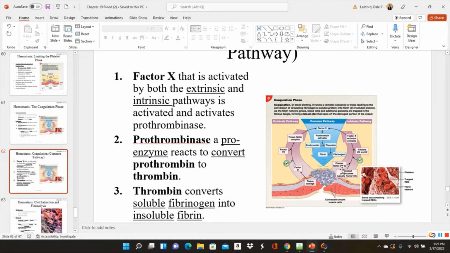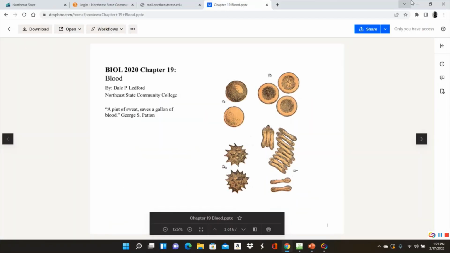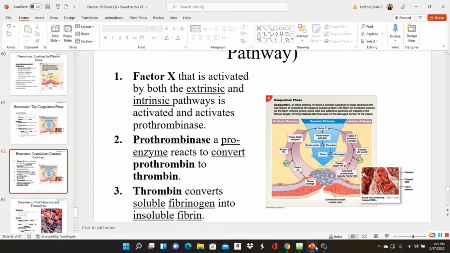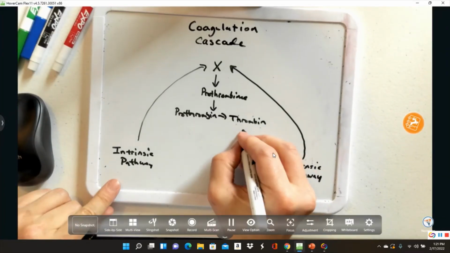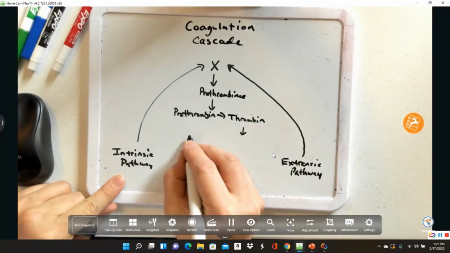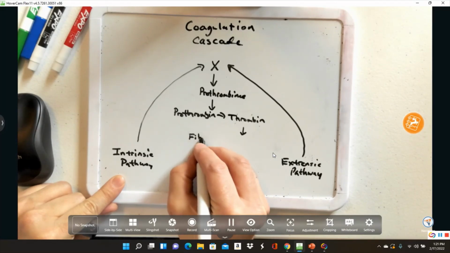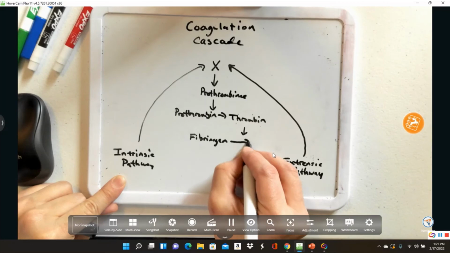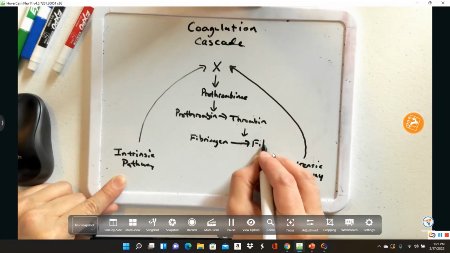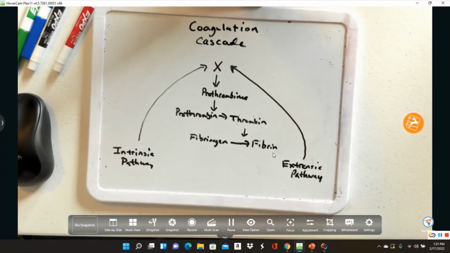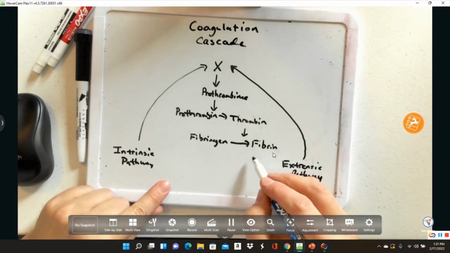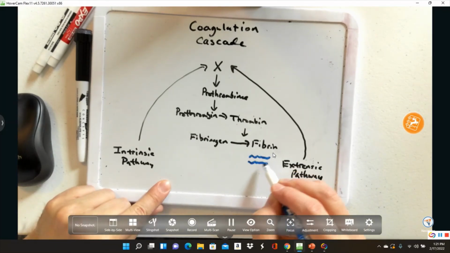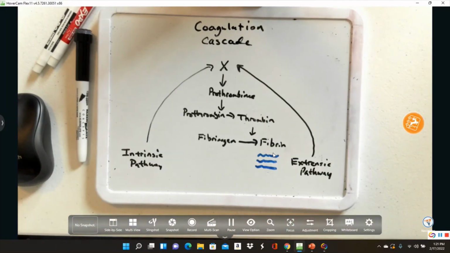Okay. Then thrombin takes fibrinogen and converts it to fibrin. And this fibrin is these strands that reinforce the platelet plug.